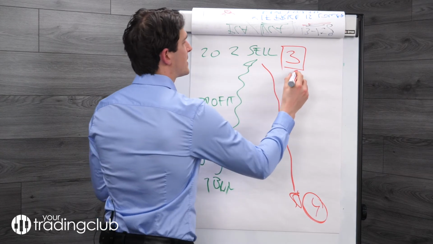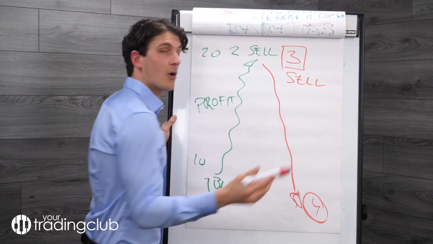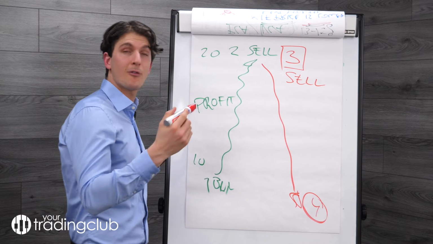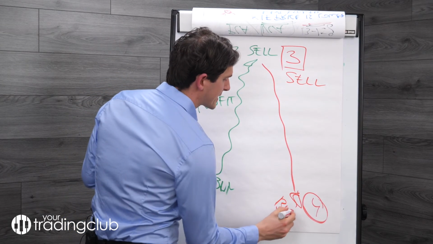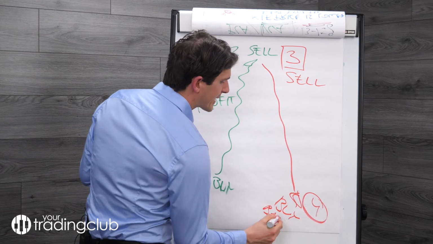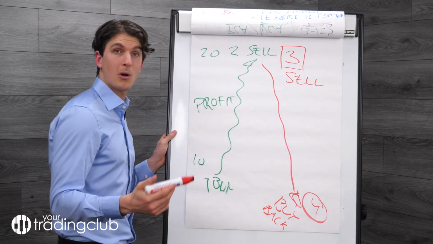So this is going to be sell. You're going to borrow the shares. You're going to borrow them from the broker. You're going to sell them to the market to then buy back. So buy back and then give back to the broker.